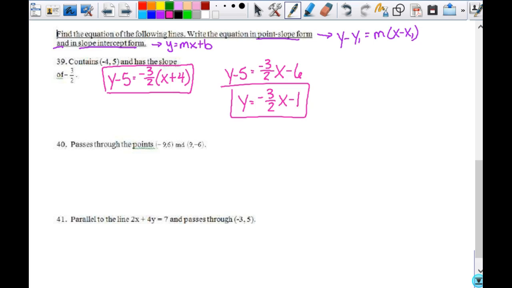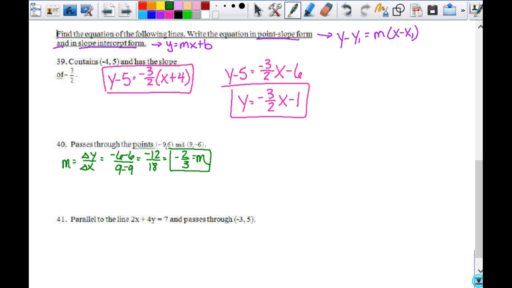All right, so then the next one passes through these 2 points. So in order to do this, I need the slope. So my slope is delta y over delta x, and that is -6 minus 6 over 9 minus a -9, which is going to be -12 over 18. It's going to be a -2/3. So that is my slope. And then, for point-slope form, I actually have 2 different options because I could use either point. So I'll just go ahead and do them both.